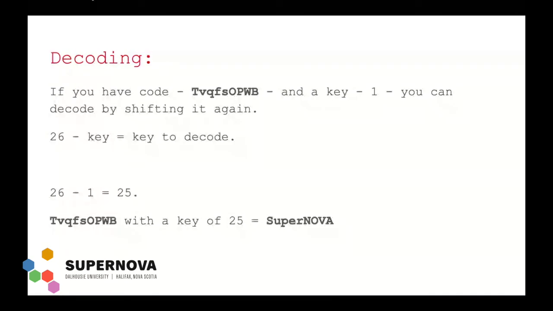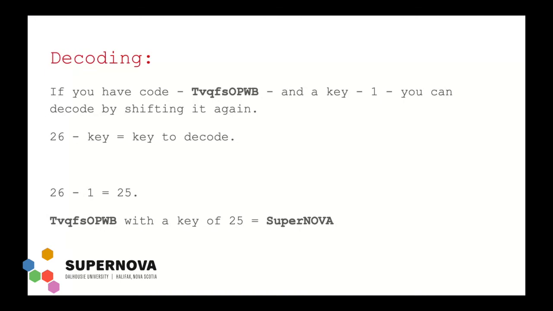And to decode, you do the same thing. So if I had the code TVQFSOPBW, which was just my translating the word supernova with a key of 1, you can decode it by shifting it again, and all you have to do is take 26, which is the number of all the letters, and you take away that key number, which is just 1, and then now you have your new key that will help you decode.